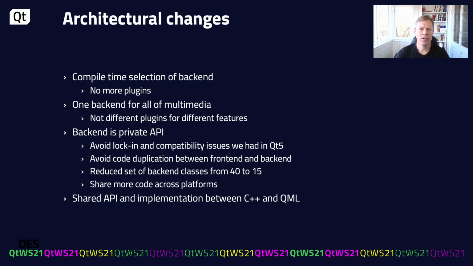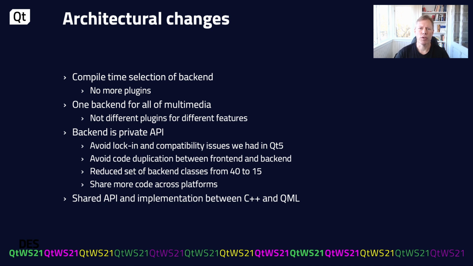So to fix that, we made some rather large architectural changes with Qt Multimedia in Qt 6. The first thing we did was to remove the plugin infrastructure and the plugin architecture. We're now selecting the backend, the platform APIs that we're integrating with and that we are using to render video and record video, at compile time. We're also implementing only one backend for all of multimedia, and we don't have different plugins for different parts of the API for different features.